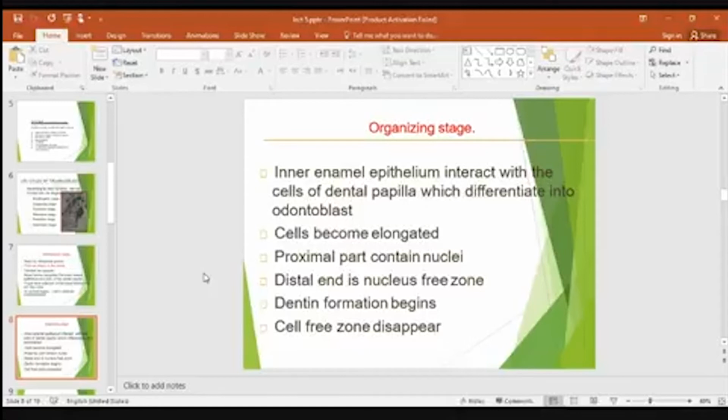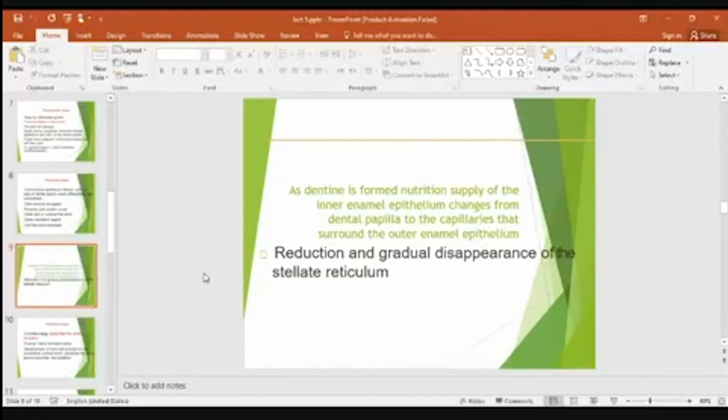So far in the organizing stage, the inner enamel epithelia only gave signals to the cells of the dental papilla to differentiate into odontoblasts, and secretion of the predentin starts, and the cells of the inner enamel epithelia become elongated columnar cells. As dentin is formed, the nutrition supply of the inner enamel epithelia changes from the dental papilla to the capillaries that surround the outer enamel epithelium. What do these lines mean?